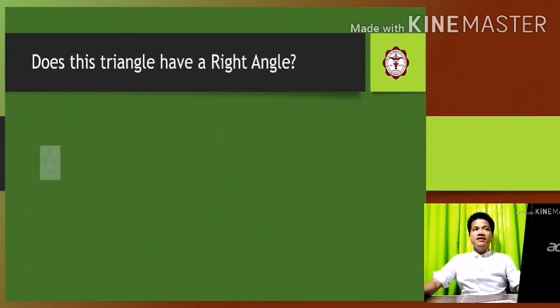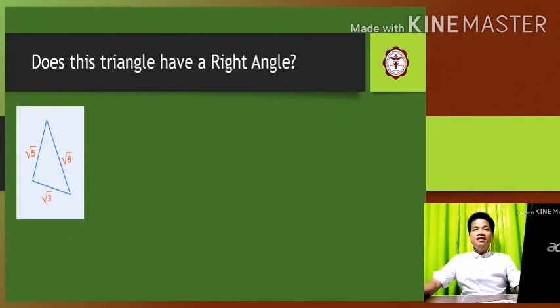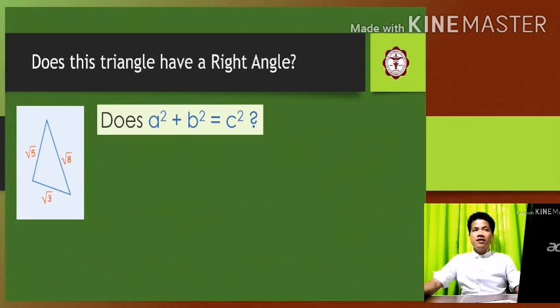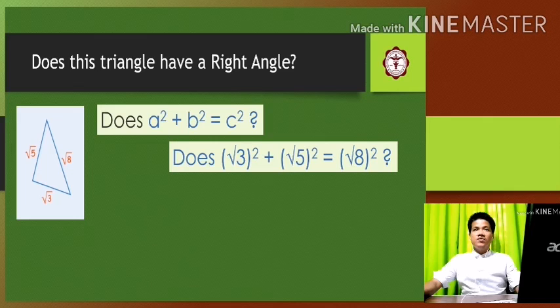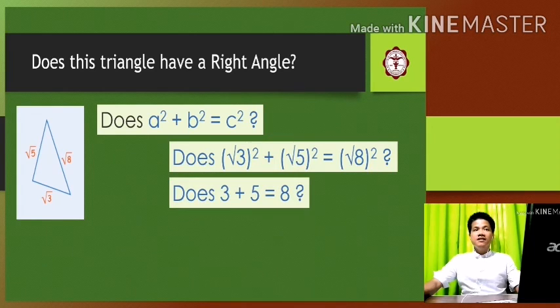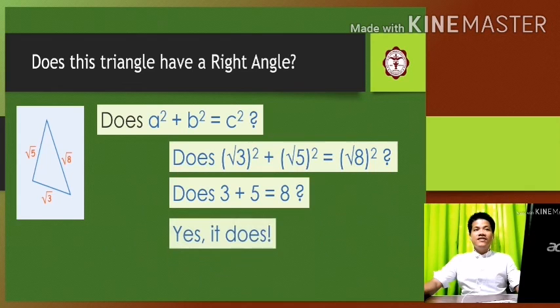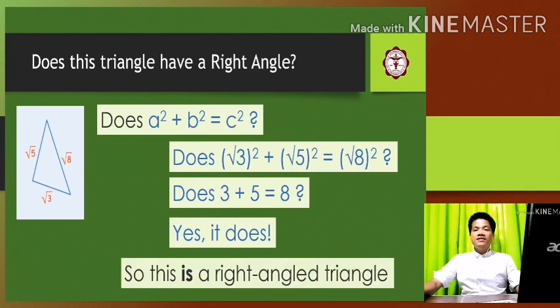Does the triangle given have a right angle? A triangle with side measures square root of 3, square root of 5, and square root of 8. Does a squared plus b squared equal c squared? So square root of 3 squared plus square root of 5 squared equals square root of 8 squared. Thus, 3 plus 5 equals 8? Yes, it does. Therefore, this is a right-angled triangle.